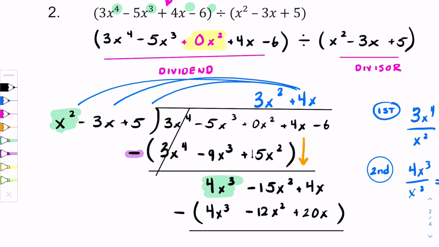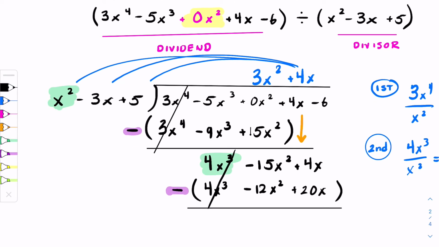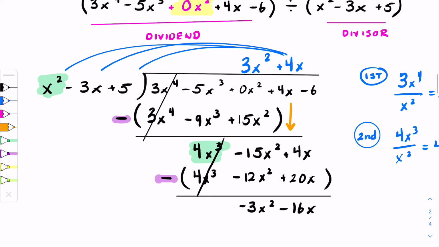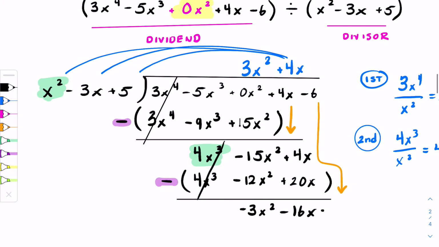We're subtracting every term. The first term, 4x cubed minus 4x cubed, is 0. Negative 15x squared minus negative 12x squared is the same as adding, so negative 3x squared. 4x minus 20x is negative 16x. Bring down your last term of negative 6. And we start our process again.